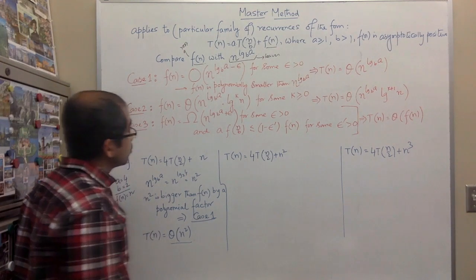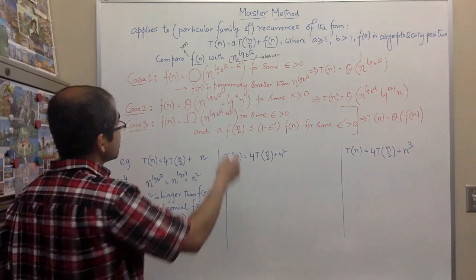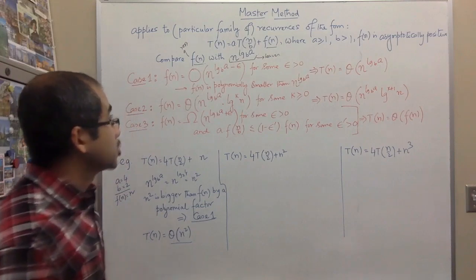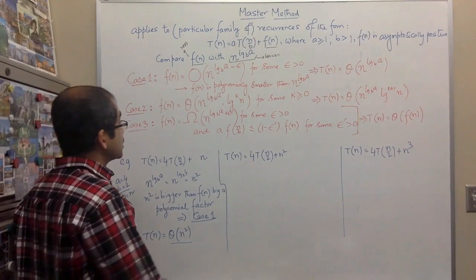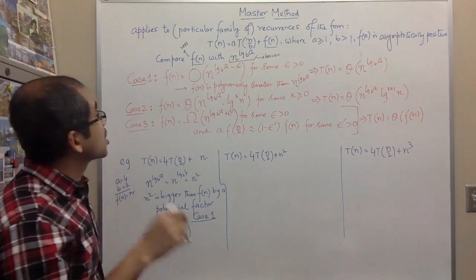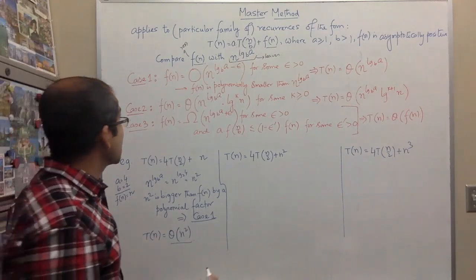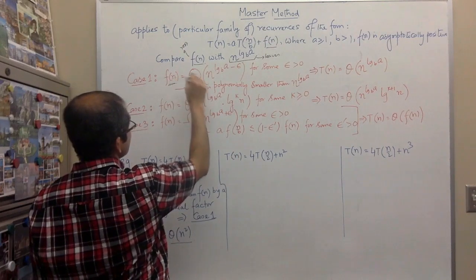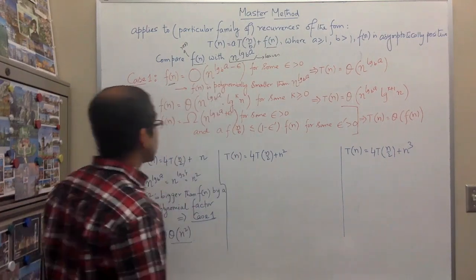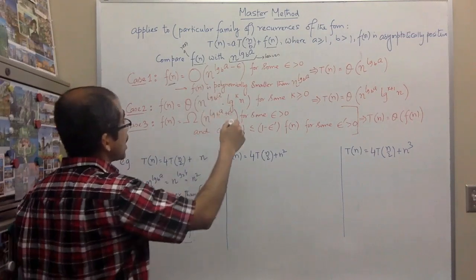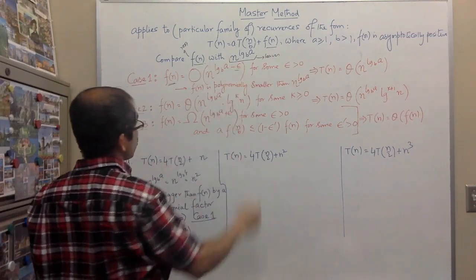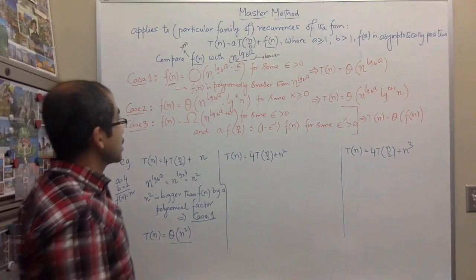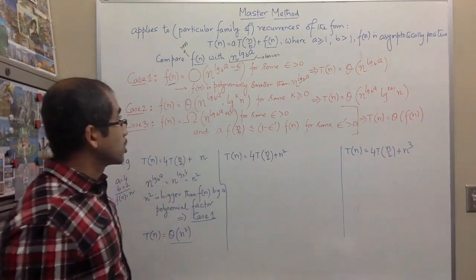So what does it mean? It means that f(n) is polynomially smaller than n to the power log a to the base b. That means the leaf level is contributing more than the root level. The root level f(n) is upper bounded by the leaf level's cost. So the leaf level's cost is higher, and it's also bounded by a polynomial factor. The root level is polynomially smaller than the leaf level.